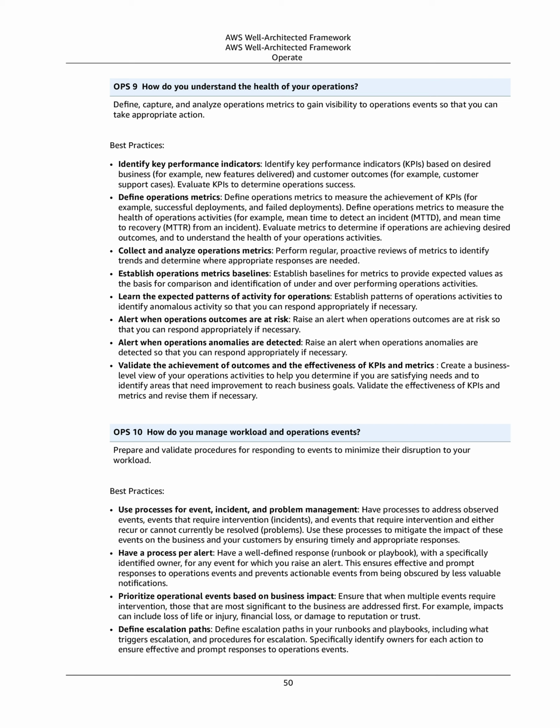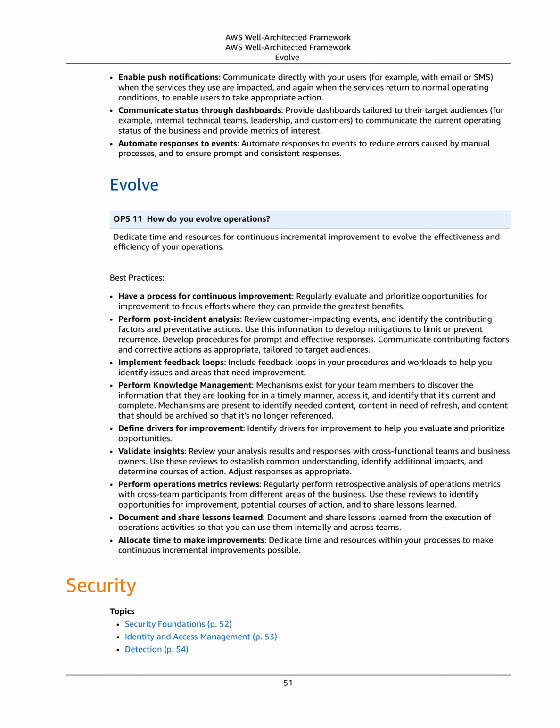Define escalation paths. Define escalation paths in your runbooks and playbooks, including what triggers escalation, and procedures for escalation. Specifically identify owners for each action to ensure effective and prompt responses to operations events. Enable push notifications. Communicate directly with your users, for example, with email or SMS, when the services they use are impacted, and again when the services return to normal operating conditions, to enable users to take appropriate action.